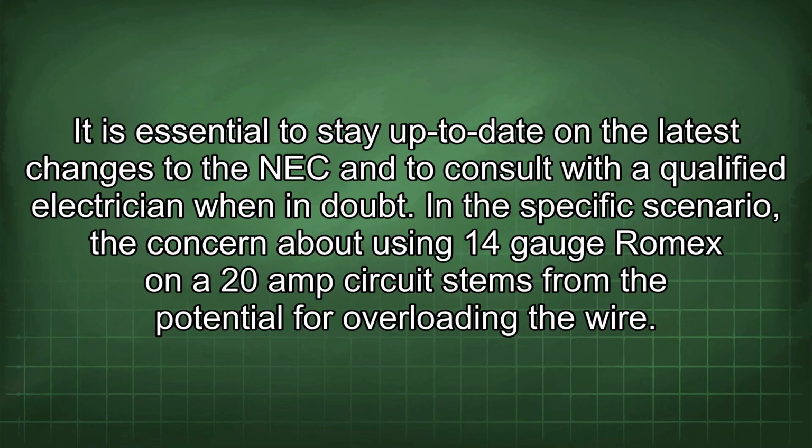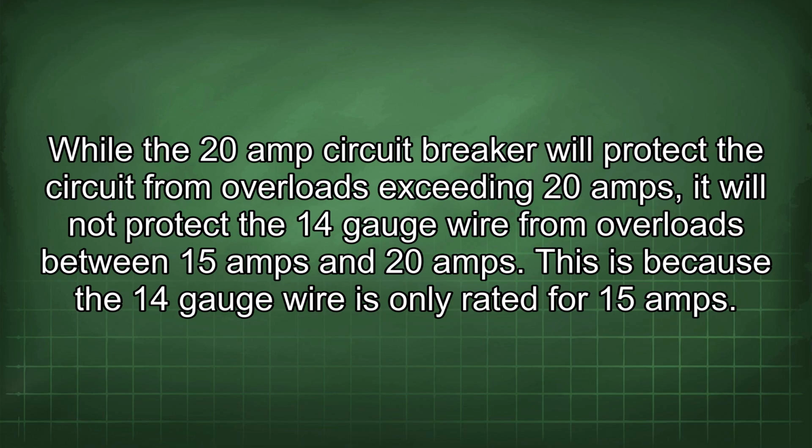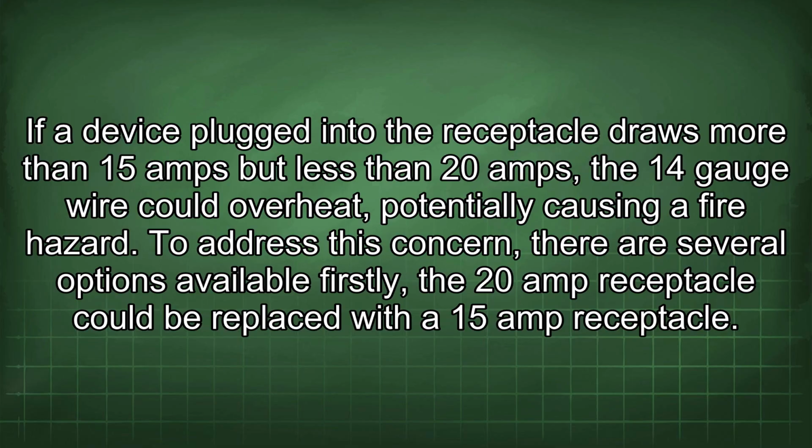In the specific scenario, the concern about using 14-gauge Romex on a 20-amp circuit stems from the potential for overloading the wire. While the 20-amp circuit breaker will protect the circuit from overloads exceeding 20 amps, it will not protect the 14-gauge wire from overloads between 15 amps and 20 amps. This is because the 14-gauge wire is only rated for 15 amps. If a device plugged into the receptacle draws more than 15 amps but less than 20 amps, the 14-gauge wire could overheat, potentially causing a fire hazard.